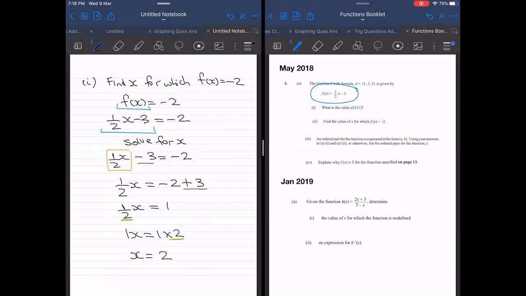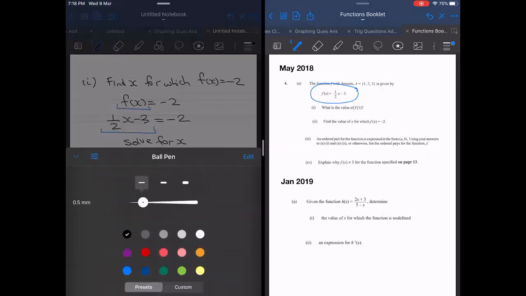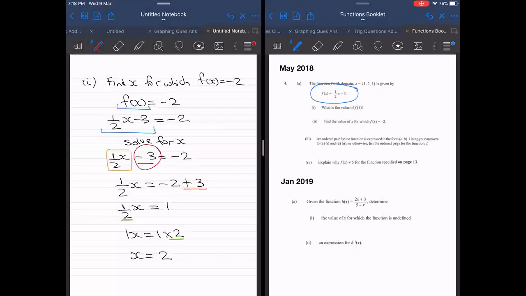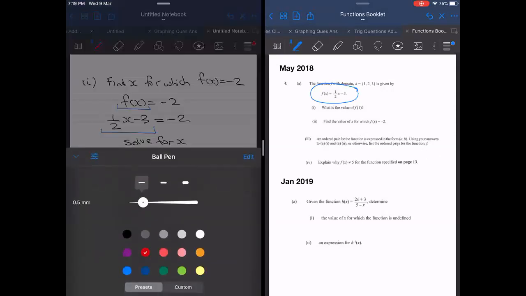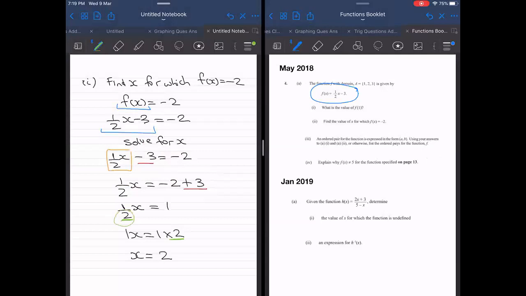So going over that again, the first thing I did was to set the f of x equal to the value. Then the 3 which is subtracted, when I take it to the other side, I added. The 2 which is divided, when I take it across, I multiply. And as I've been saying, 1x, usually we don't write like that in math, so 1x is just x.